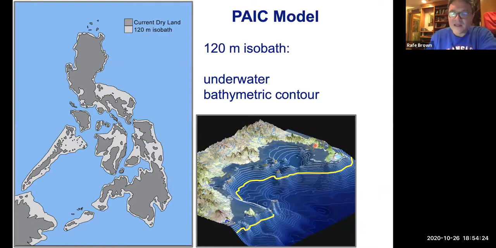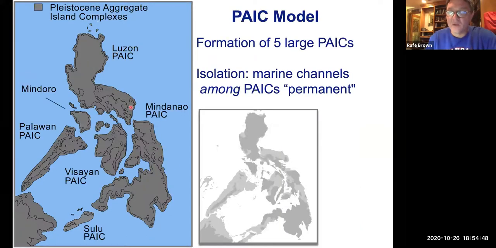But back in the Pleistocene, this 120-meter bathymetric underwater contour sets up these five large aggregate island complexes that divide and partition the diversity in the Philippines, and they're each like separate, completely different faunas at this point. They have some overlapping species and some exceptions, but it's pretty striking to think that the Philippines actually did look like this and formed these big aggregate islands that have since fragmented, then fused and fragmented again.